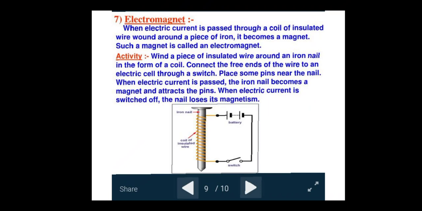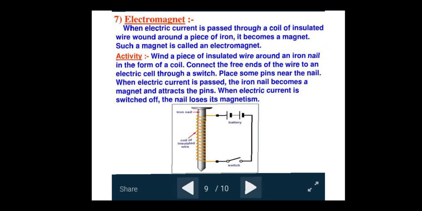Now, electromagnet. What is an electromagnet? When an electric current is passed through a coil of insulated wire wound around a piece of iron, it becomes a magnet. Such a magnet is called an electromagnet.